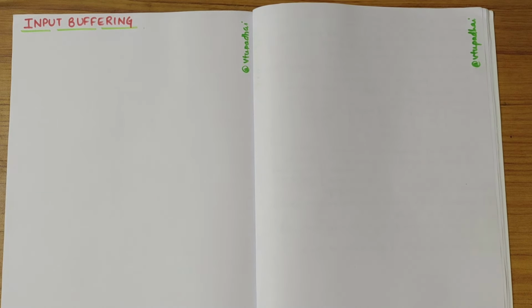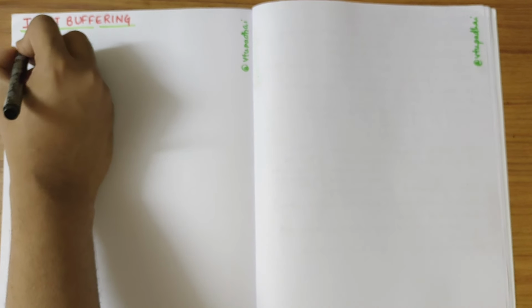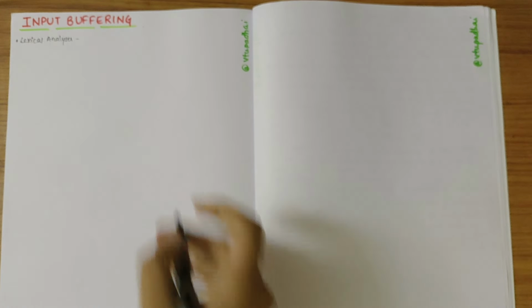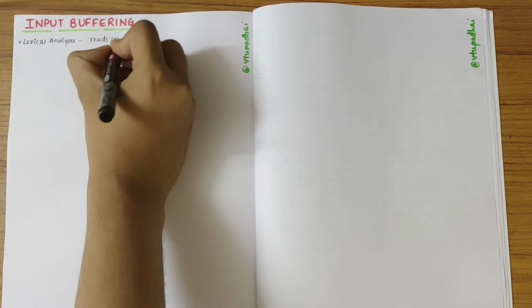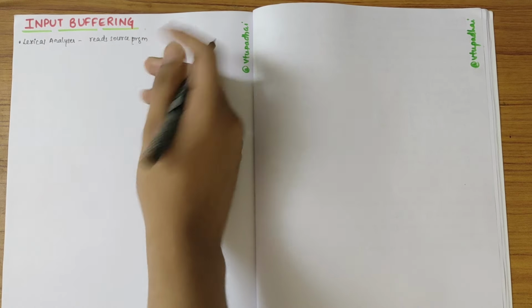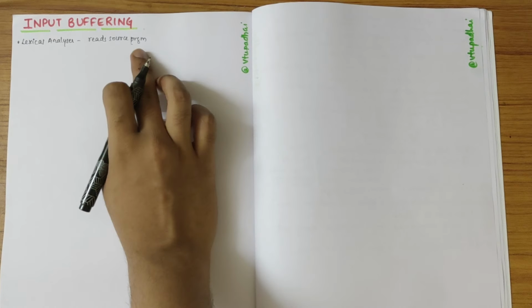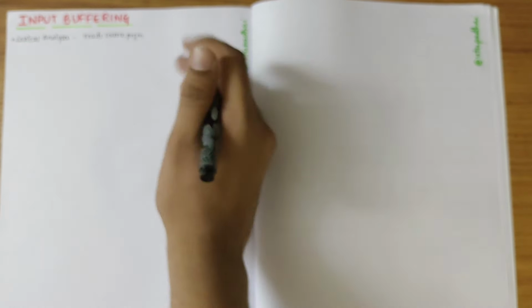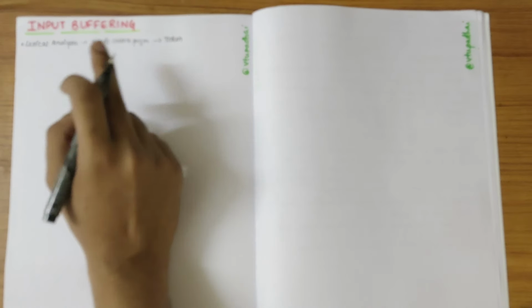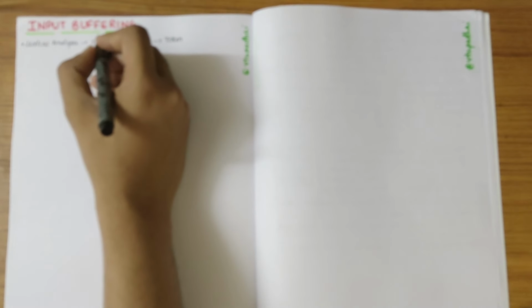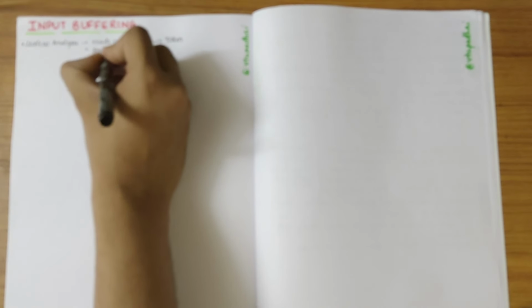In this video, we'll be looking into the topic of input buffering. So we know that the lexical analyzer, being the first phase of compiler, reads the source program character by character and converts it into tokens. When the lexical analyzer is reading the source program character by character, it can take a significant amount of time.